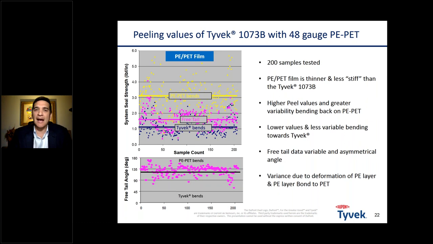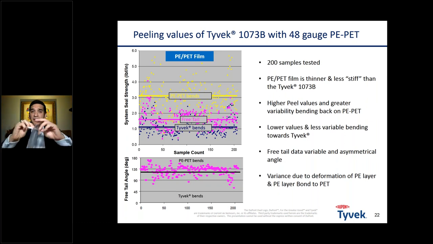It's not an absolute number that you get. You get a number, but that's not a number that may be repeatable. And just from this data set that you're seeing before you, those yellow dots, it's a huge range. It's a huge standard deviation, right?